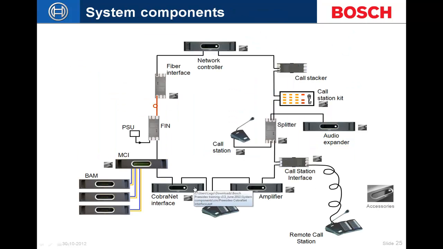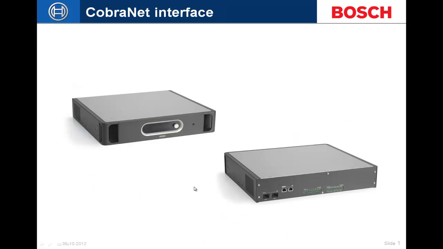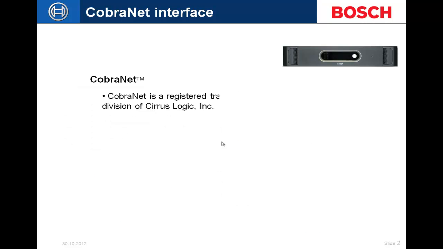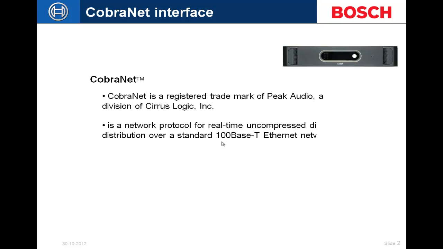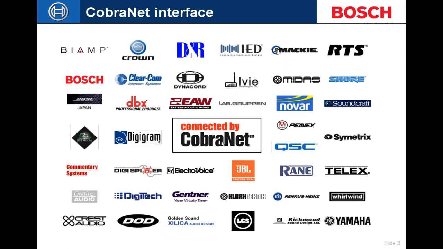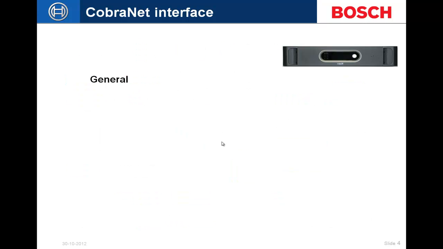The last little accessory that we have here, other than going through the actual accessories list here, is our CobraNet interface. Our CobraNet interface is essentially running on a standard CM1 card made by Cirrus Logic and Peak Audio. It is licensed for 4 audio inputs and 4 audio outputs. It runs on standard CobraNet, so we can interface to a number of other devices and manufacturers.